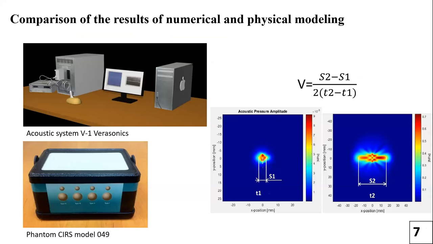Numerical simulation results are compared with experiment. The experiment was carried out on a Verasonics Vantage acoustic system and a calibrated CIRS model 049 phantom. The phantom contains inclusions that differ in their density. The parameters of the numerical simulation were selected in accordance with the phantom. The wave velocity was calculated based on the path traveled by the wave front in a known time. The equation you can see here.